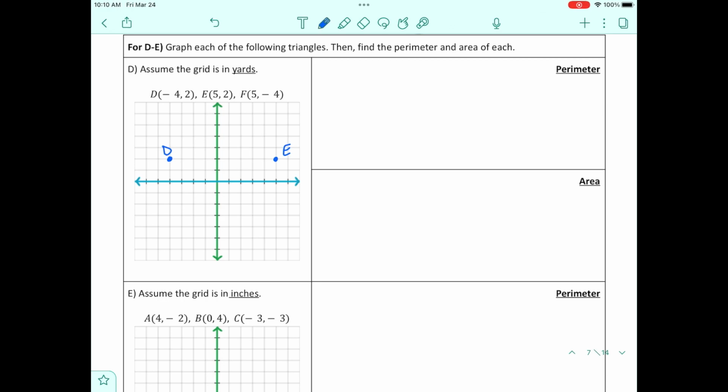And F is located at 5, -4. So right 5, down 4. Again, I'm going to label those with their capital letters and then connect them with straight lines. Okay, now we can go through and find the perimeter.